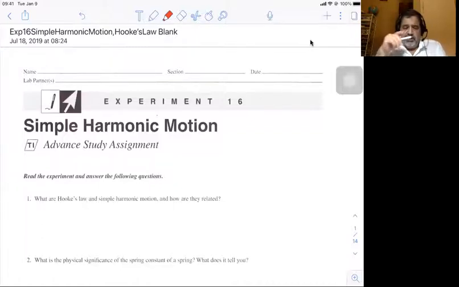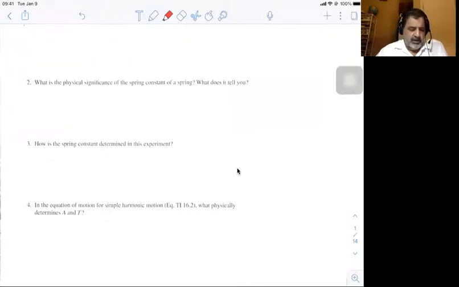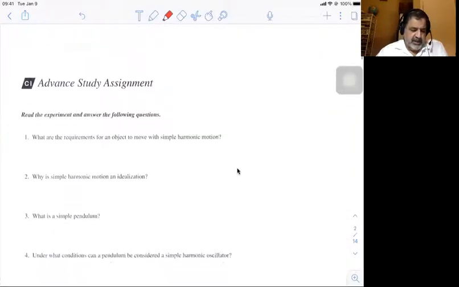That's what we're studying. We're studying simple harmonic motion, and this back and forth motion is simple harmonic motion of the spring pendulum. So it's going to feel like an experiment we've done in the past, but it is a little bit different. And so we're going to go through the experiment here. Simple harmonic motion. Here's the advanced study assignment. You answer those questions. There is a section.